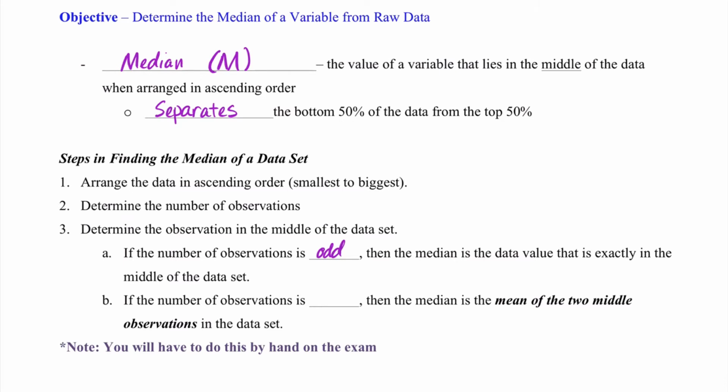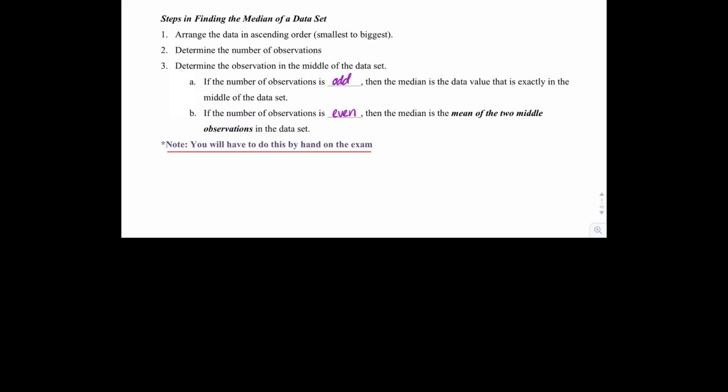A bit trickier is if the number of observations is even. That means the median is the mean of the 2 middle observations in the data set. So we have to find the 2 middle values and find the mean of those 2 middle values. Of course, we'll have some examples to elaborate. Again, note, you'll have to do this by hand on your exam.